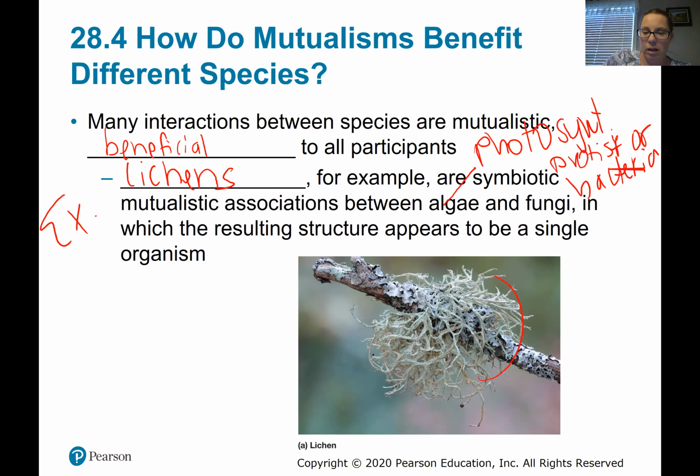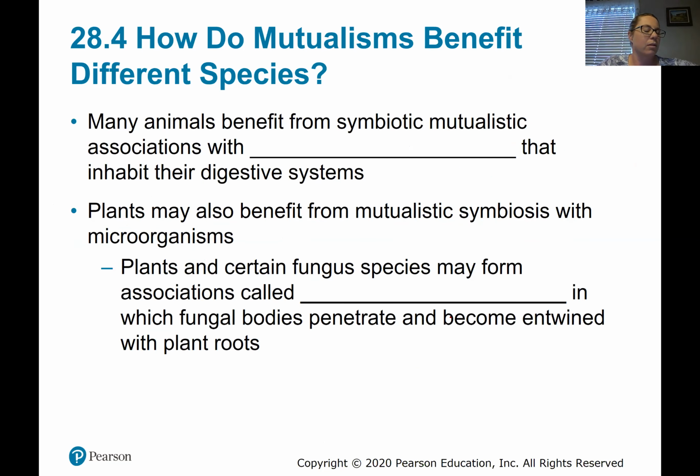And here's the lichen here. And basically the photosynthetic organism, whether it's bacteria or algae, will produce sugars from photosynthesis, and those sugars will nourish both the algae and the fungi. And the fungi give the algae a nice, secure place to live. The algae feed the fungi, and they have a nice, happy little relationship there.